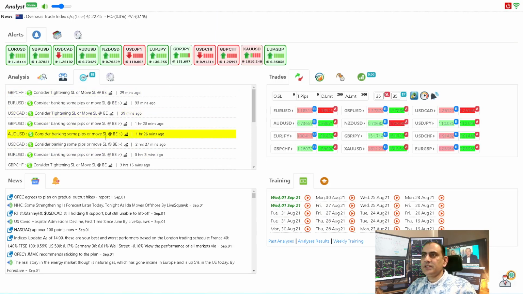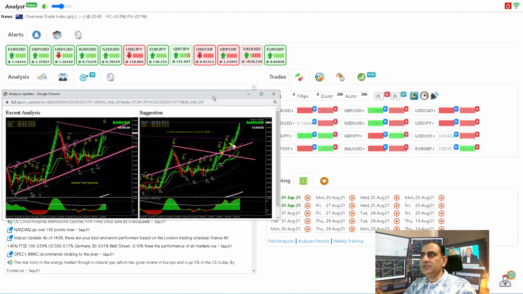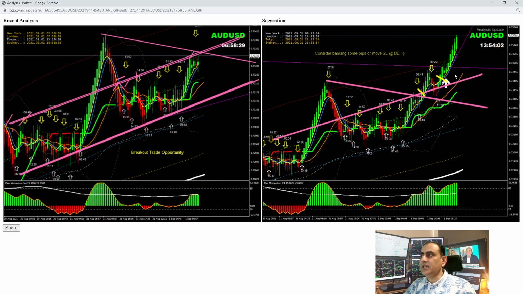We had amazing trades, especially a beautiful breakout long trade on Aussie dollar. Let me share with you the Aussie dollar chart. You can see here, this was the beautiful breakout trade. After the breakout, we had another beautiful pullback long trade here. We had an amazing trade.